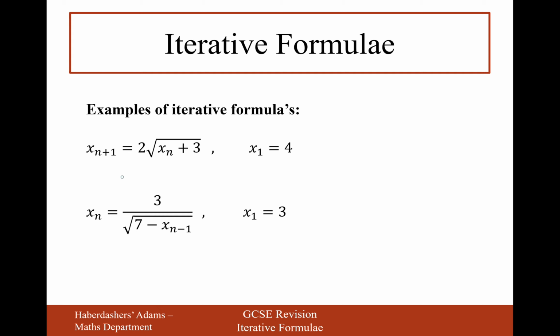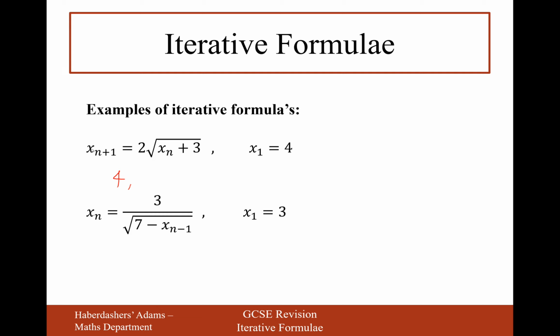But in the first example, we've got the sequence and it starts with the number 4. Now to get the next number in the sequence, we use this formula at the start. And it says, use the previous number in your sequence, then add on 3, then square root it, and then times it by 2. So this formula here helps you generate the next number in the sequence using the previous number in the sequence.